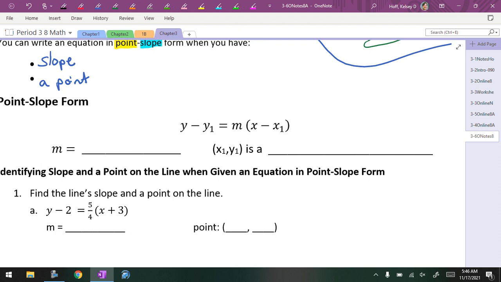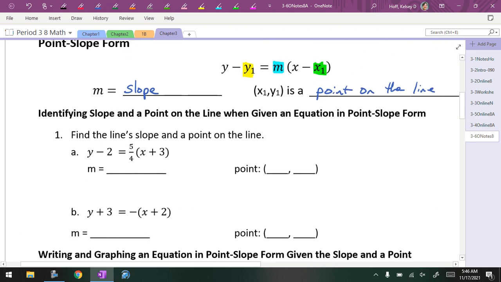So y minus y1 equals m times x minus x1. And really there's only three things you have to replace here: y1, m, and x1. The y, the minus, the equals, the parentheses, and the x minus are going to show up in every single equation. So m, we all know, stands for slope. That is the slope of the line. And x1, y1 is a point on the line. Again, remember those little ones just mean they're labels. So x1 is just saying it's the x coordinate from the point.